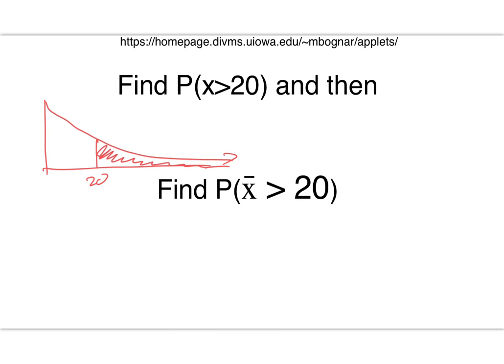Do you have your applet open? Go to the applets. There's the website at the top if you don't remember it. If you haven't bookmarked it, there it is. And in the list of all of those applets, we're looking for exponential.